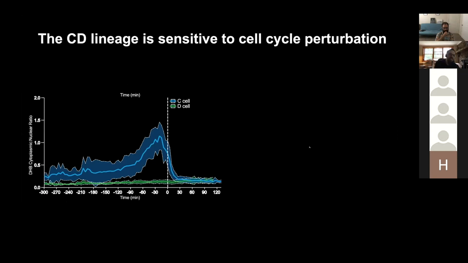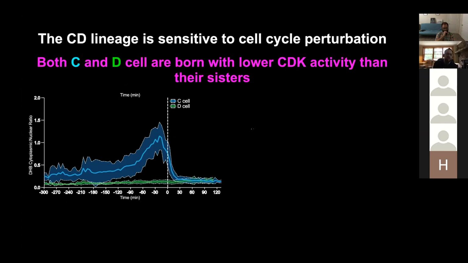Now, this suggests that the CD lineage is particularly sensitive to cell cycle perturbation. And in some ways, this makes a lot of sense because, as you remember, the CD cell mom gives rise to two cells, one that's going to go on to divide and one that's going to exit and stay out of the cell cycle forever. And so, not surprisingly, both C and D cells are born with lower CDK activity than their sisters, but the C cell then goes right back into cell cycle.